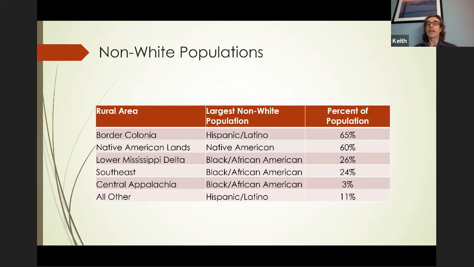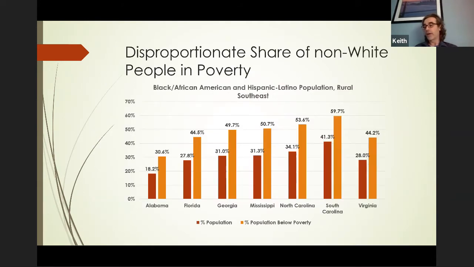So that's a commonality. Another commonality is rural areas are often considered monolithic by people and mainly non-white. That's not true in most of the areas where the non-white population is concentrated. Unfortunately, they happen to be in these high need regions as related to poverty. And you'll see like the border colonies, about 65% of the population is Hispanic or Latino. Native American lands, 60% is Native American. And for the Delta and Southeast, it's about 25% African American, about a quarter of the population there. The exception to this rule is Central Appalachia, which is almost overwhelmingly white.